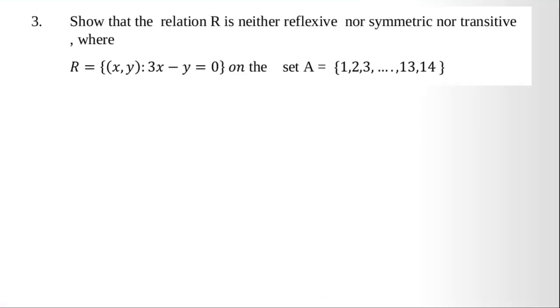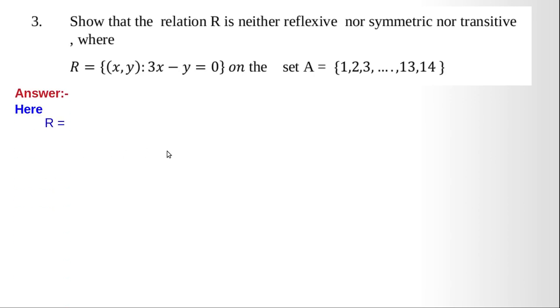Then let us move to question number 3. This is question number 3. This is a relation in set builder form, and this relation is defined on a finite set, and hence the given relation is finite. We want to check the reflexivity, symmetry and transitivity of this relation. Since this relation is finite, it is easy to write its roster form at first.